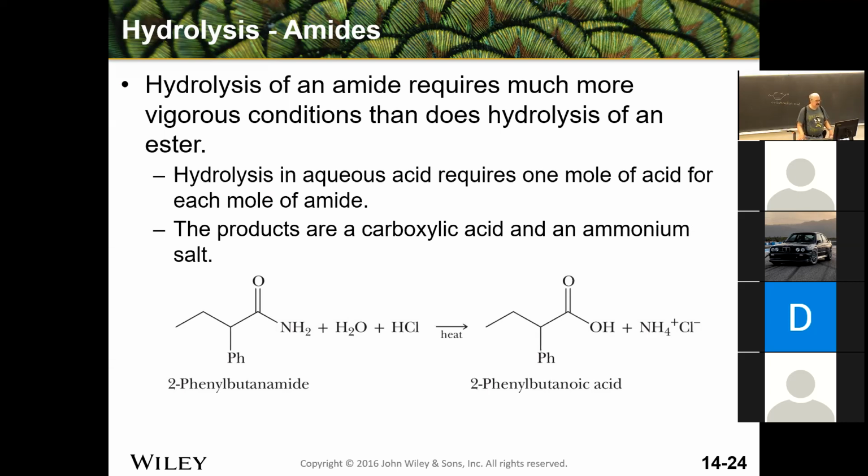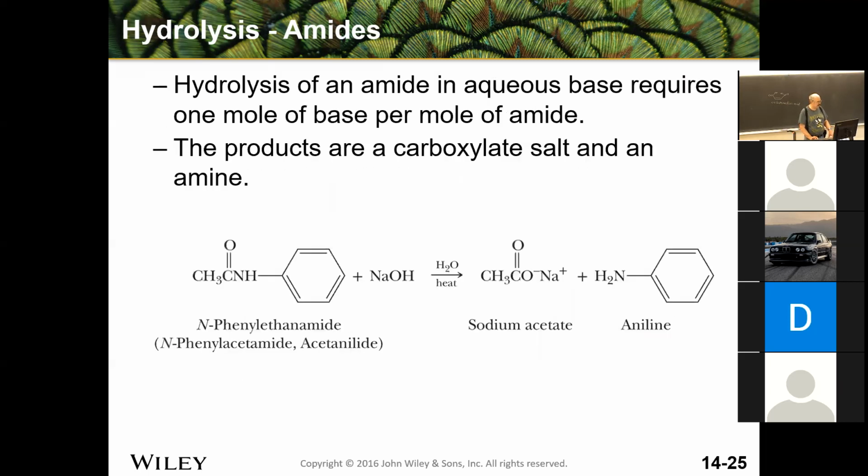Hydrolysis in aqueous acid requires 1 mole of acid for each mole of amide, in contrast to esters where we only had to use a catalytic amount. The products are a carboxylic acid and an ammonium salt. In our chapter on amines, remember amines are bases. So that means the ammonia that's produced is going to react with the acid to form an ammonium salt.